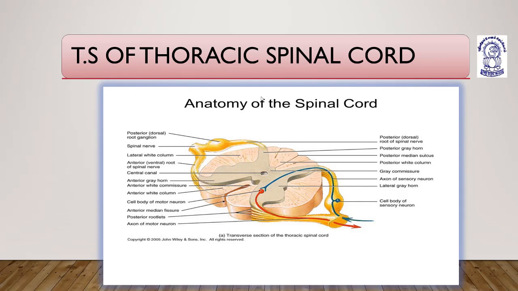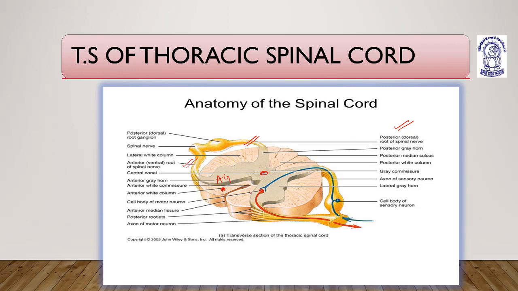This is the transverse section of thoracic spinal cord, posterior dorsal root of spinal nerve. This is the posterior part. This is the anterior or ventral root of the spinal nerve. This is central canal. This is anterior gray horn. This is anterior white commissure. Anterior white column.